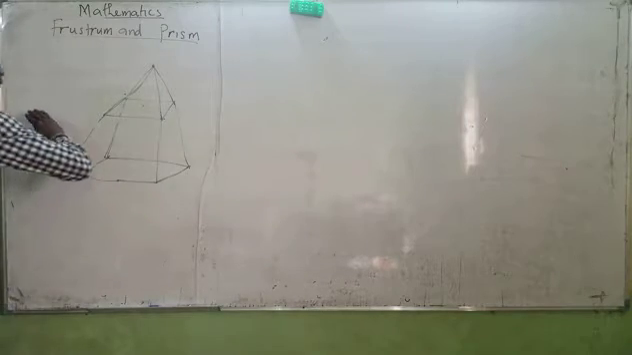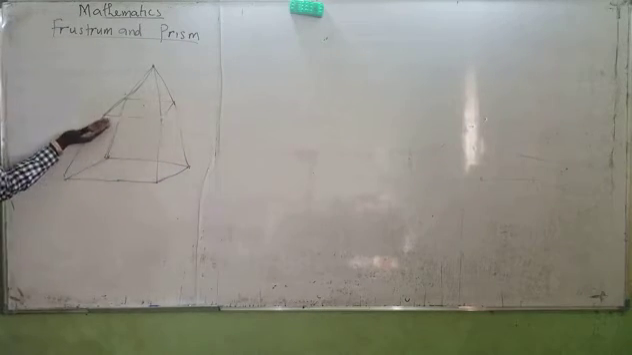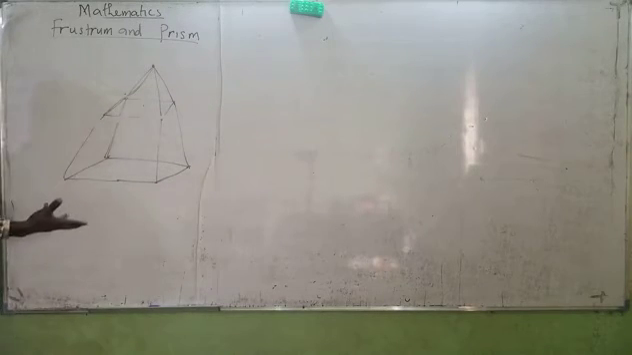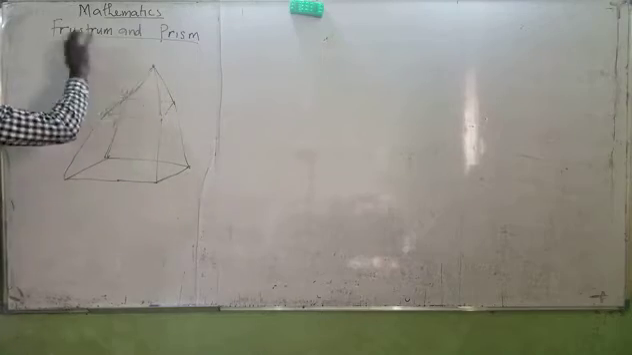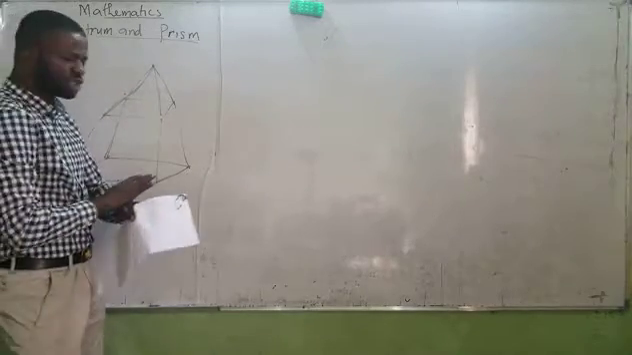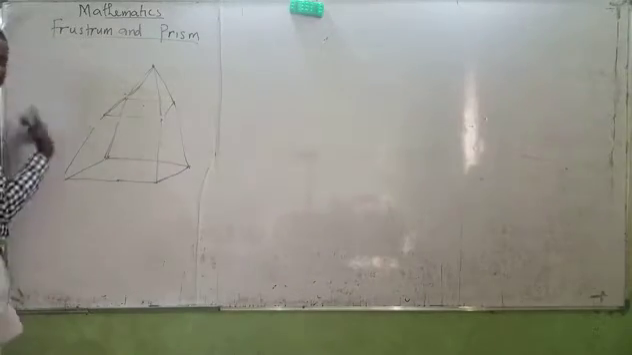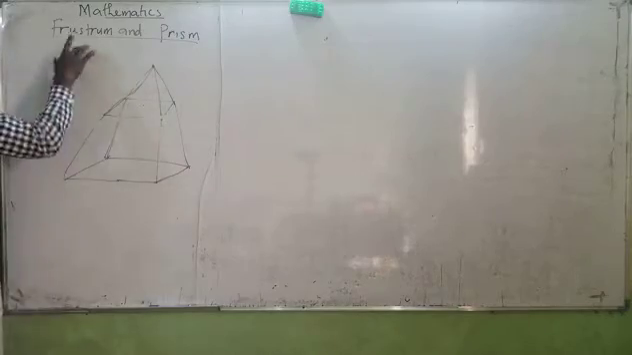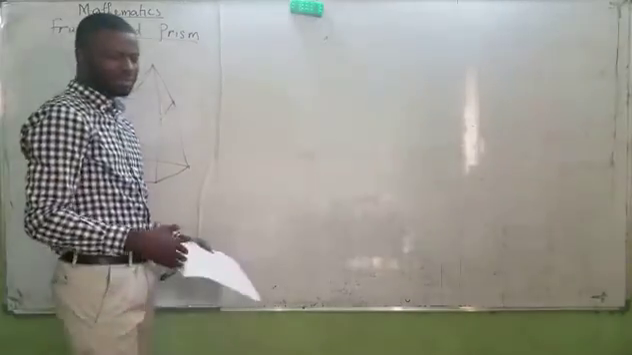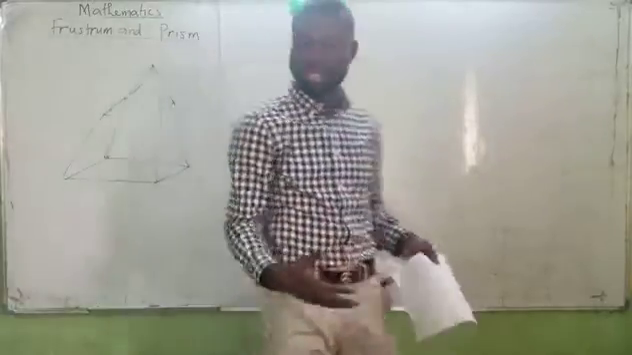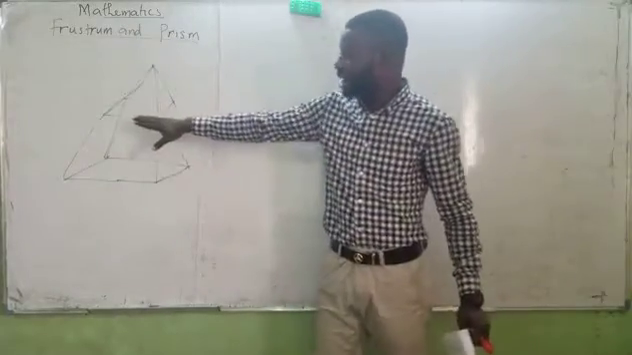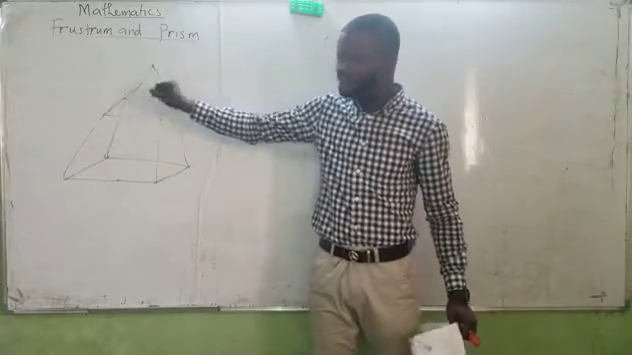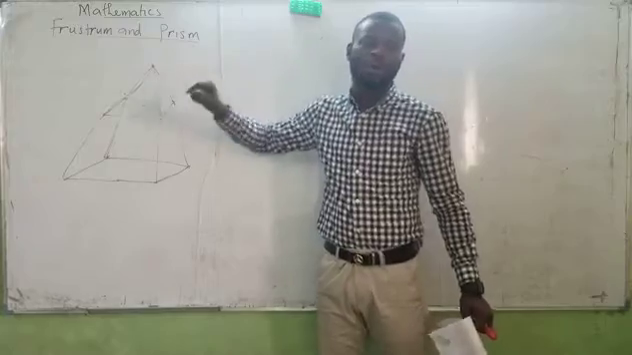Can you see it's cut off here? Since it's cut off here, it's a pyramid frustum. This is a pyramid because the whole shape is a pyramid. As far as it is cut off here, it becomes what? Frustum of the pyramid. Please, can you get what I'm trying to explain? The whole shape is a pyramid, and the cut-off part becomes a pyramid frustum.